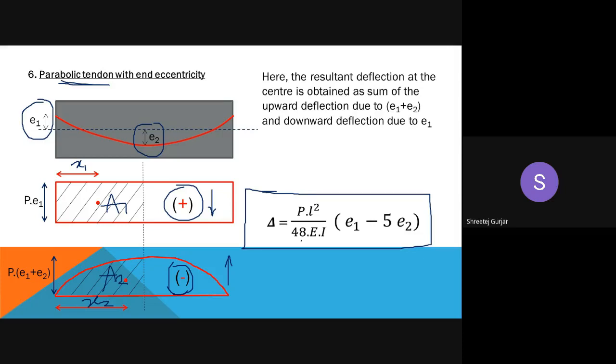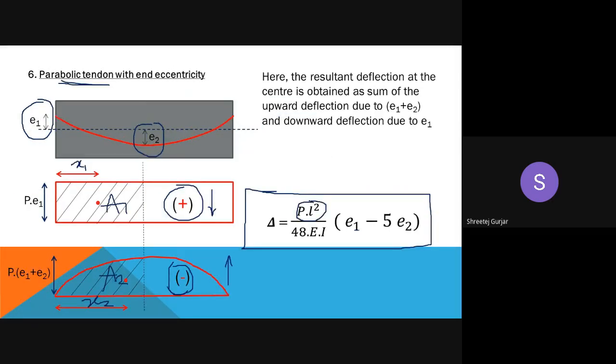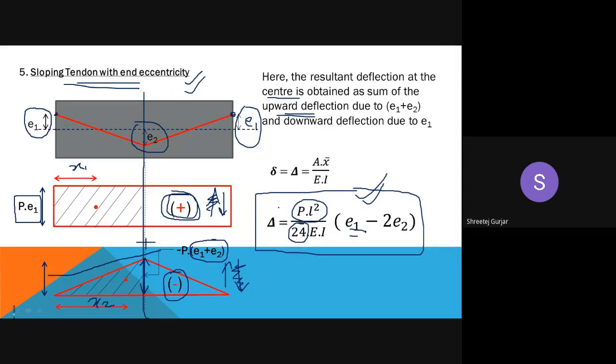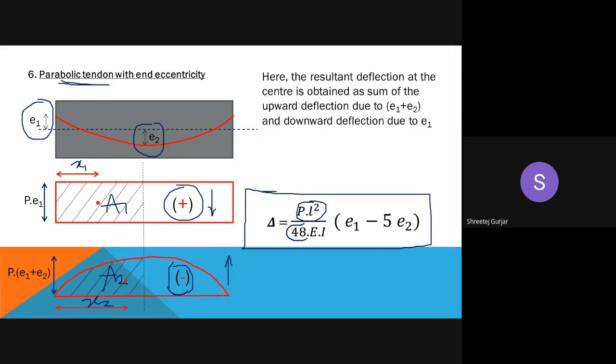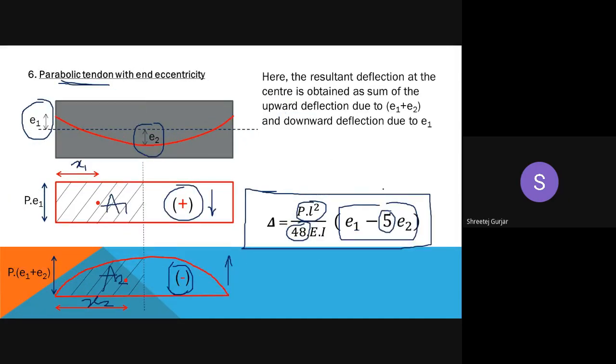PL squared by 48 EI, E1 minus 5 E2. The previous one was what? PL squared is common in both results. So 24 was for that case, and here it is double, 48. And instead of 2 it is 5 over here. That is easy to remember, right? So when you have a parabolic tendon with end eccentricity, you have to use this result: PL squared by 48 EI into E1 minus 5 E2. This gives your delta due to pre-stressing force by this cable profile.